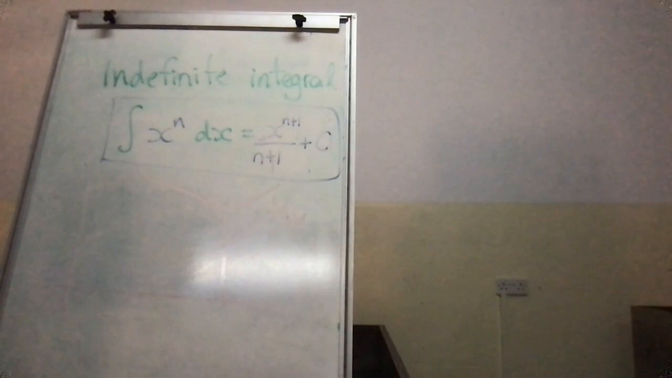And the function can have any shape. So the x to the n would be this, for example. That's the x to the n, suppose.